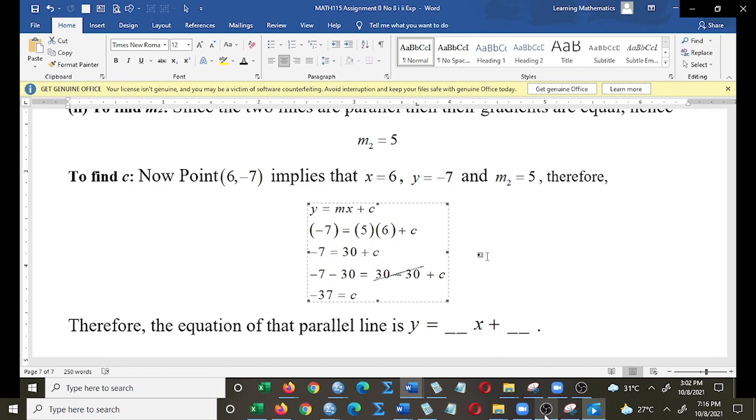I'll send you a little video because I have a Math 117 class preparing them for 115. Okay, so as I see the negative 7, look at that.